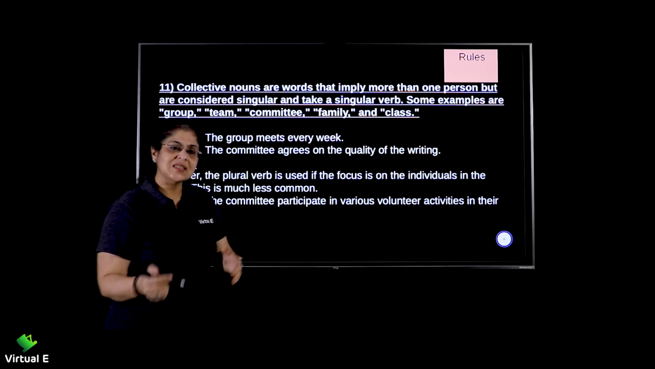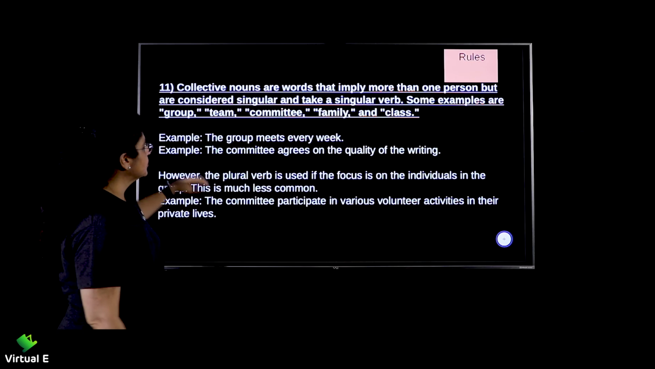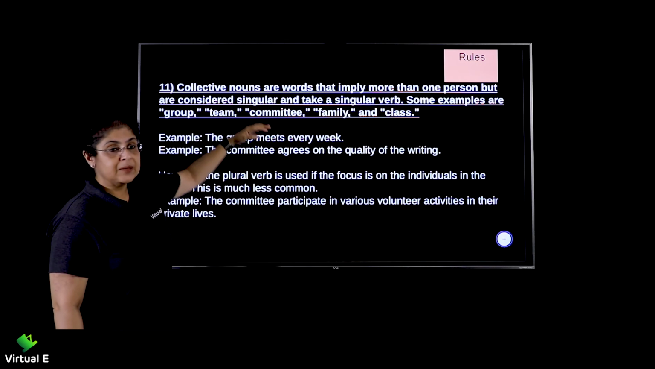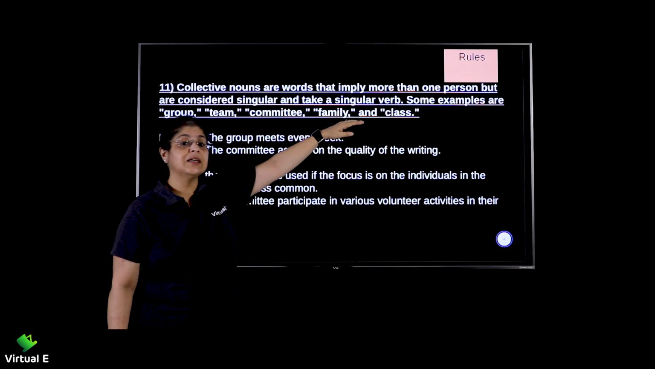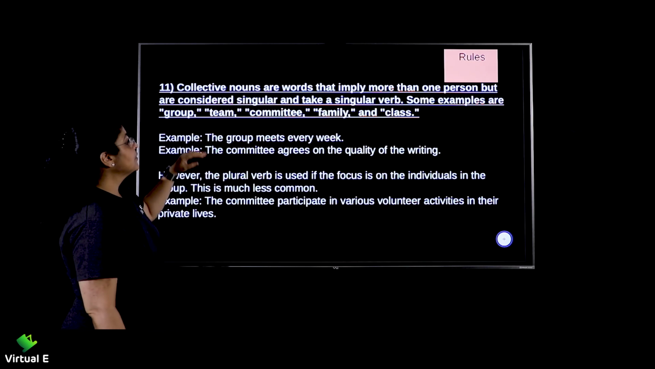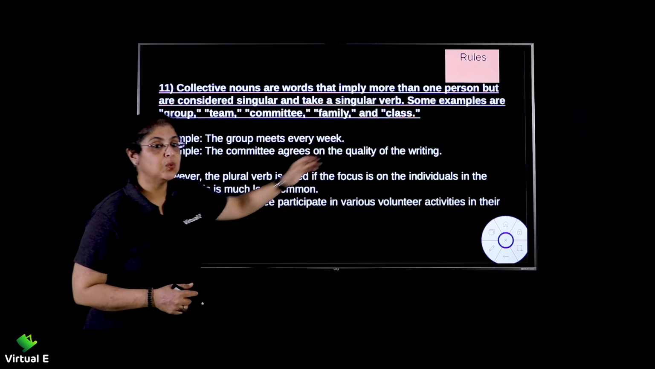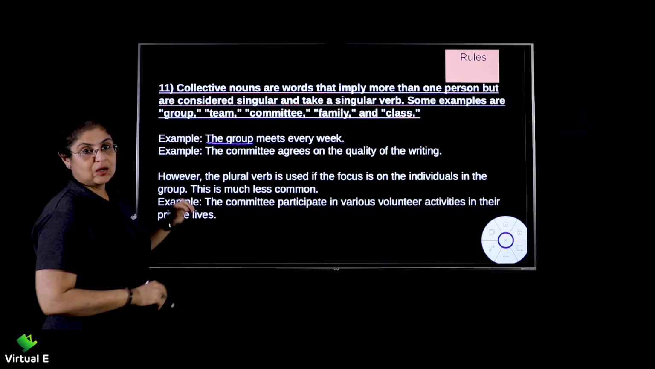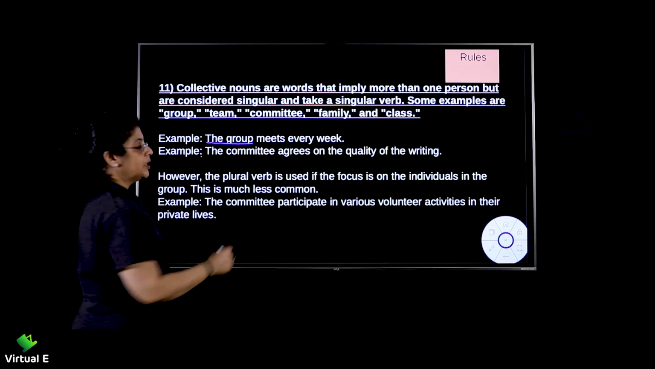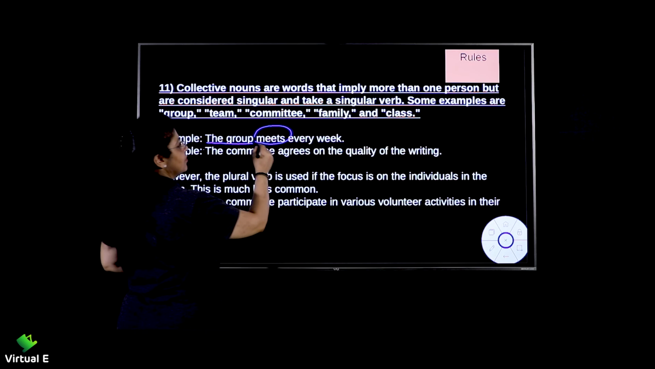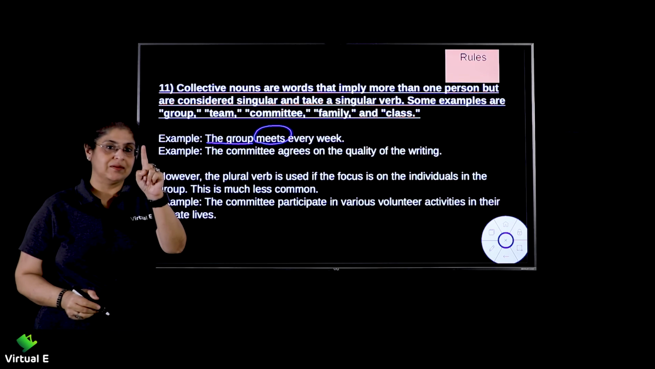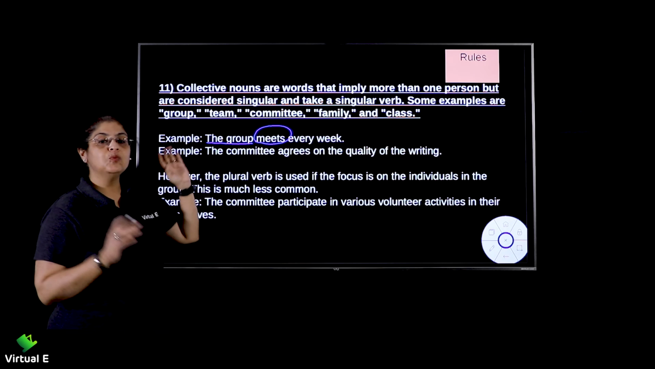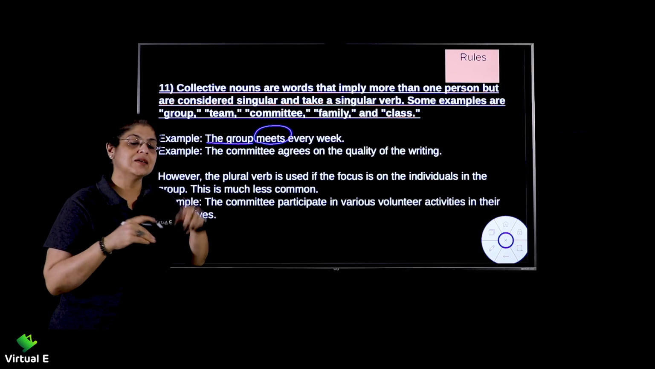Same thing what I just explained to you is right here in front of you. All these are your collective nouns, right? Now they take a singular verb. Let's look at this. The group meets every week. Here the group is your collective noun. What is the verb? It is singular. Why? Because the group is one. There are many people in the group, agreed, but group is one. All of them put together are one.